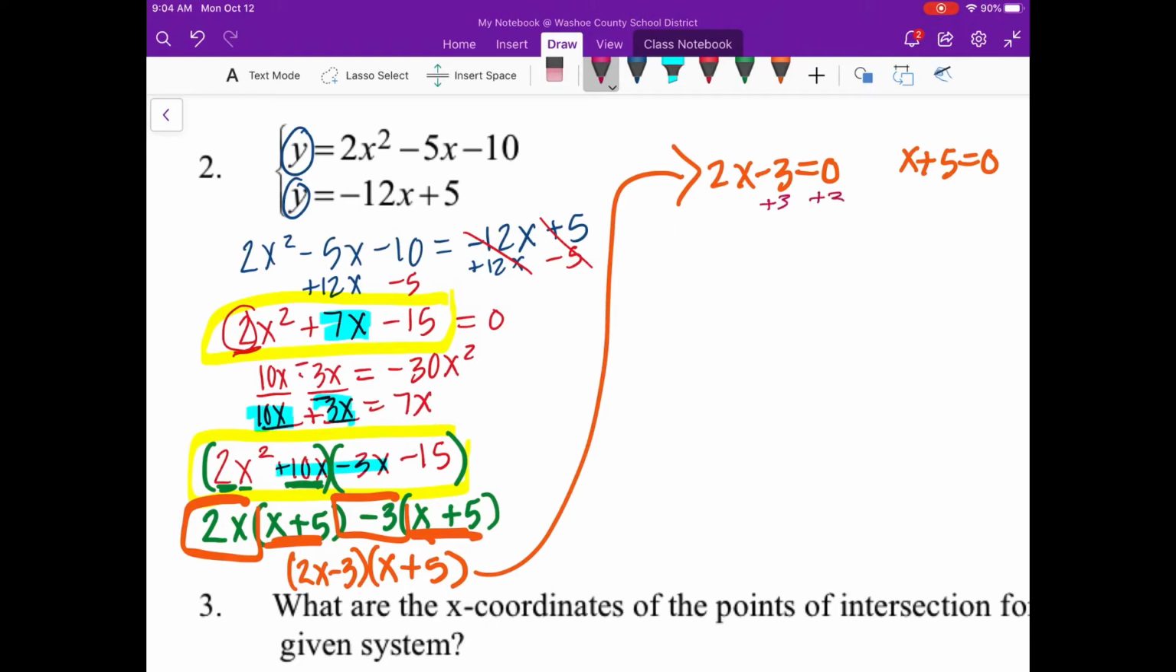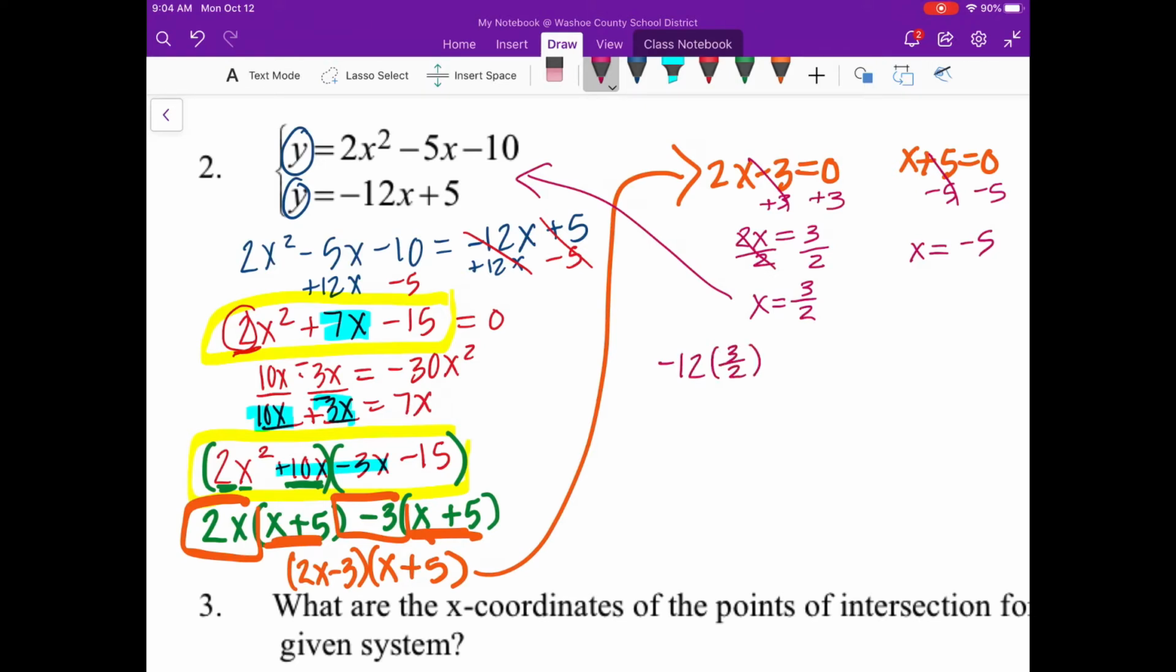So when I add 3 to both sides, 2x equals 3, then I'm going to divide by 2. I'm going to just leave it as 3/2. You can also say 1.5 if you like decimals better, doesn't matter. This one I'm going to subtract 5, and I get x equals -5. So again, your final answer needs to be a coordinate point. So we're going to take these numbers and we're going to substitute into either. Again, I always go for the easier one. So in this case, I'm going to substitute into the second equation.